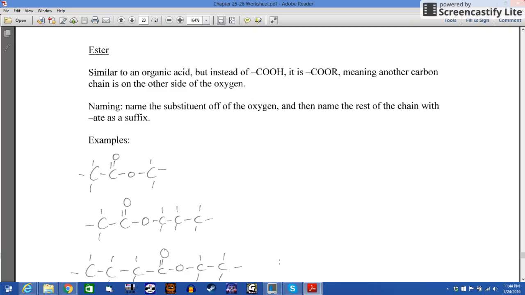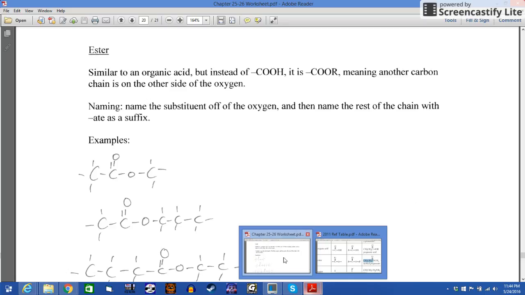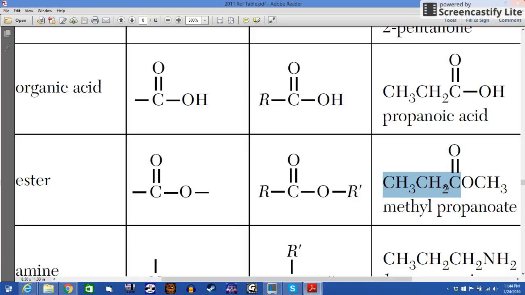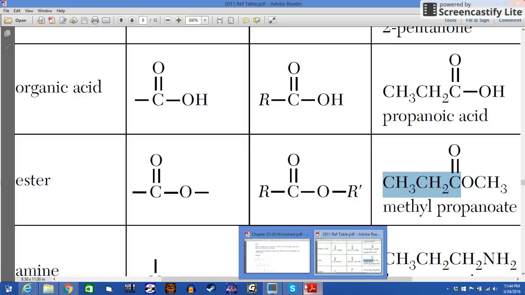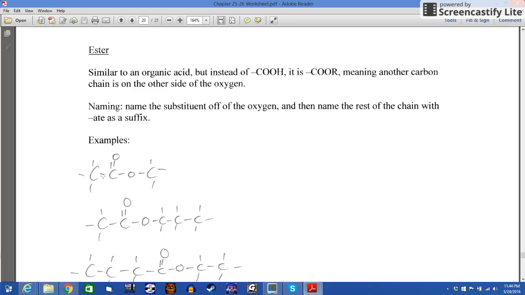So name the substituent off the oxygen, and then name the rest of the chain with oate as a suffix, O-A-T-E. So this one, let's piece it together. Here's the part off the oxygen. That's the part you name first. That's a methyl. And then over here is only 2 carbons, so ethanoate. So as opposed to the one in table R, which is methyl propanoate, this one in your notes just has 2 carbons over here, so it is methyl ethanoate.